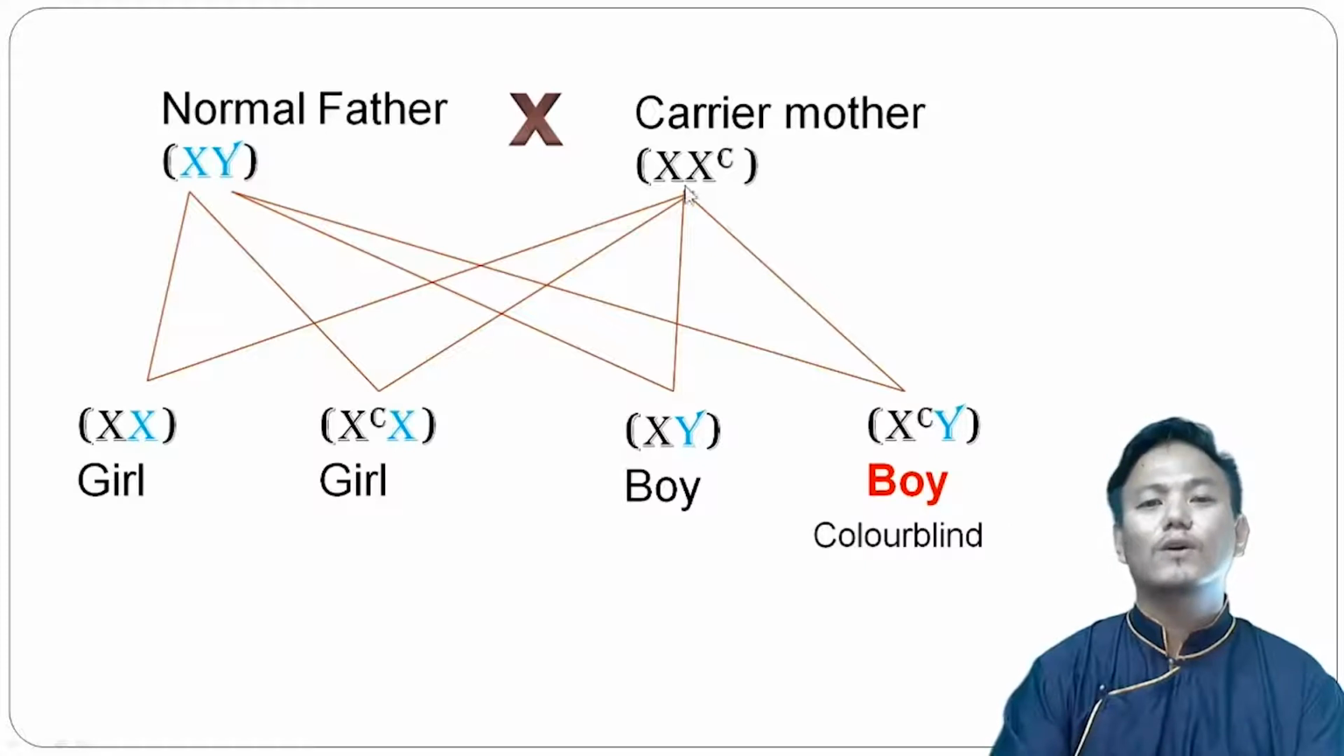Therefore, there are more boys who suffer from color blindness compared to girls, because girls have 2 X chromosomes. If one of the X chromosomes is normal, then she won't be suffering from color blindness, but she will be a carrier. So that is about color blindness.